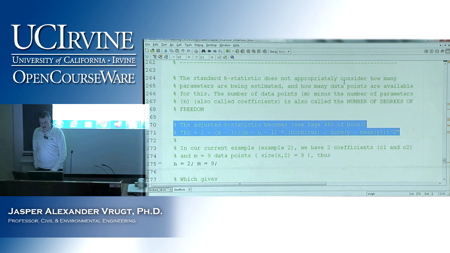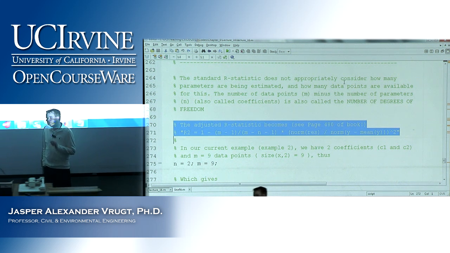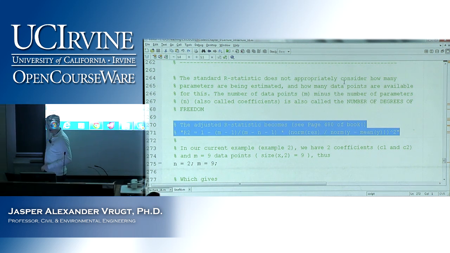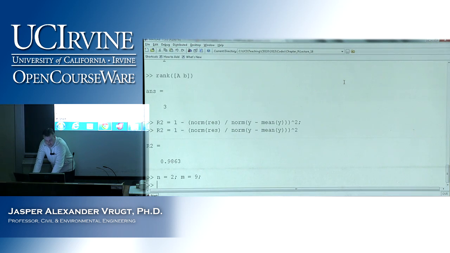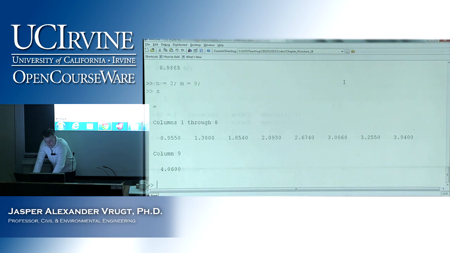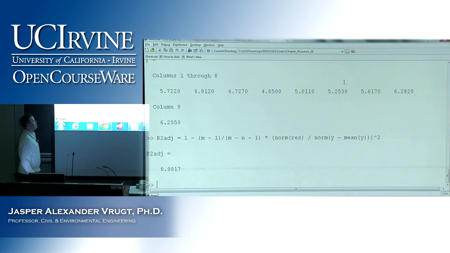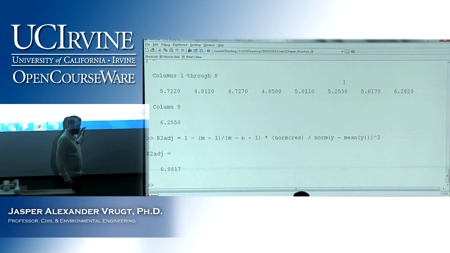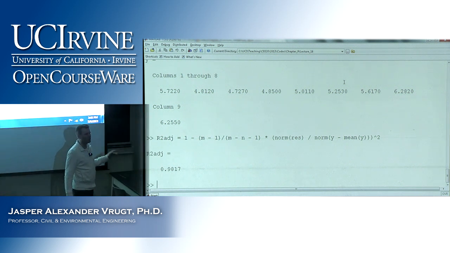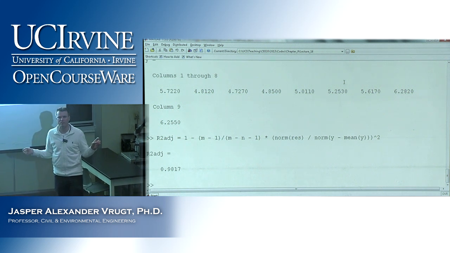So m minus n is the number of data points minus the number of coefficients. And we penalize models that have a lot of coefficients. So in our case, we had 2 parameters, C1 and C2, 2 coefficients, and we had 9 data points because x and y had 9 values. Now, if we call the adjusted R statistic, it's now 0.9817. So it went down a little bit, it's still very high, but the adjusted R2 statistic is very useful to compare 2 different functions with a different number of coefficients.